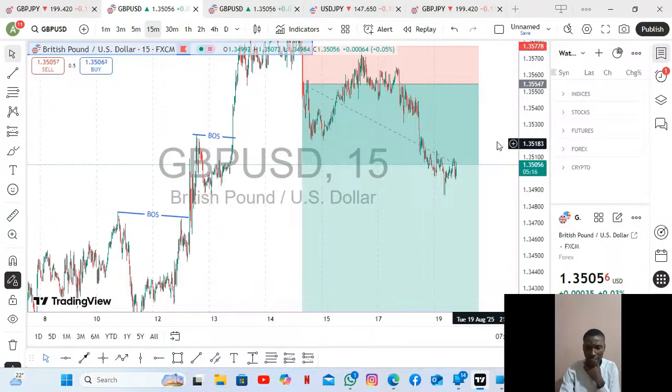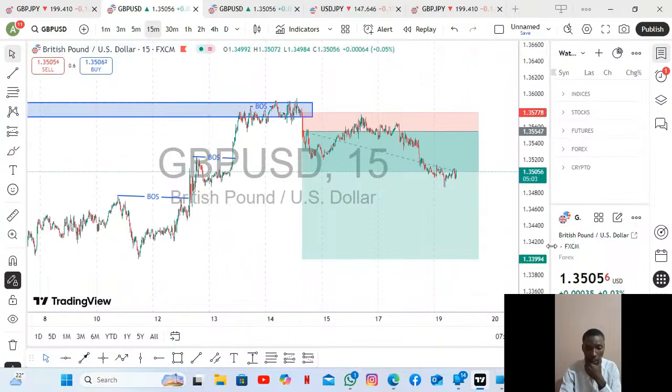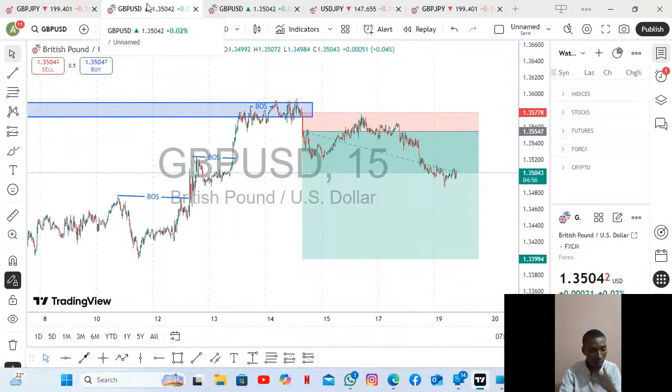For those that are saying, "Can I still join?" Fine, you can join. Those with a real account, GBP USD is an instant sell for now, and these are the coordinates. Once it gets here, you pick your profit. For GBP JPY, I've said this, and for gold, let's see what gold, our mighty gold, is saying.